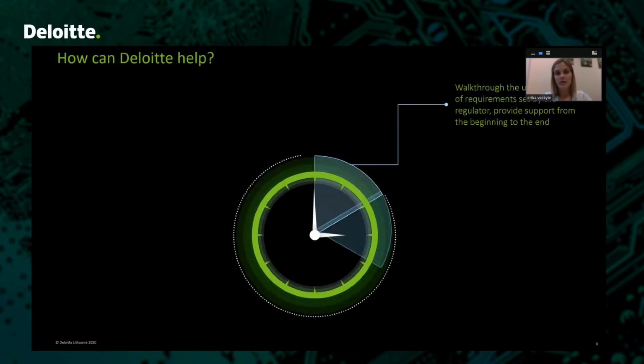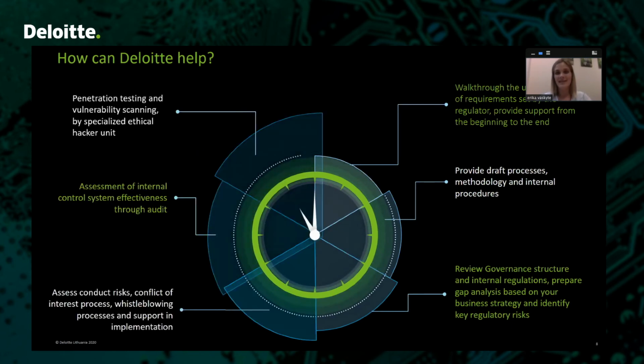So how can we help you with general IT controls? We can help you from A to Z, so to say. We can help you with understanding what is required from you by the Bank of Lithuania and by other regulators. We can provide you with assistance in drafting processes, policies, and procedures. We can review the current state of your governance framework and provide you with gap analysis, so you would understand your factual situation, and you would get recommendations to improve your frameworks. We can also provide risk assessments and evaluation of those, as well as evaluation of your internal controls and their effectiveness. And we can provide you with penetration testing and vulnerability scanning by the specialized ethical hacker unit.